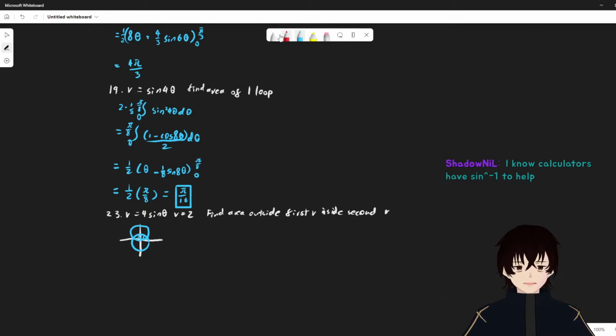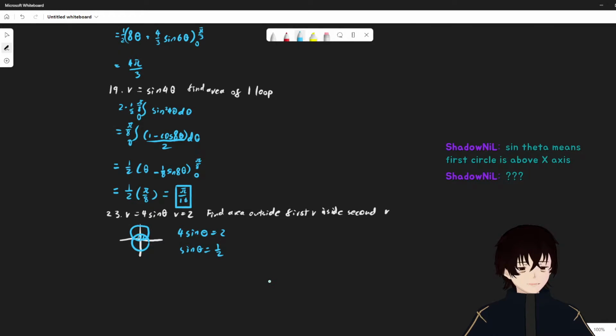Okay. To do that, let us find where 4 sine theta is equal to 2. Therefore, sine theta is equal to 1/2. When is sine theta equal to 1/2? I forgot my trig. I left my trig at home. Is this pi over 3? Sine theta means the first circle. Yup. That's just something I remembered. 4 would be the diameter of the circle. And then sine means it's up or down. And it's positive, so we put it up.